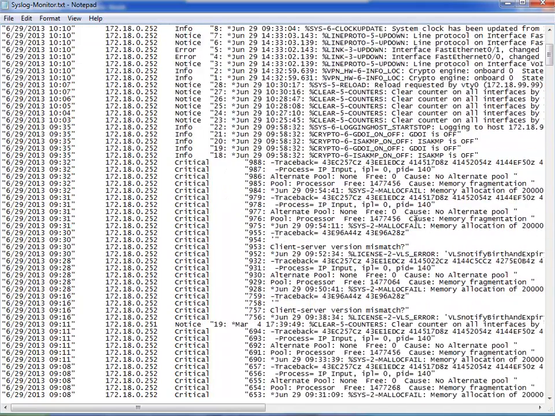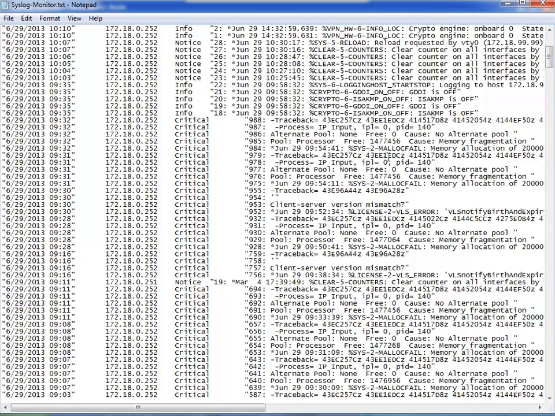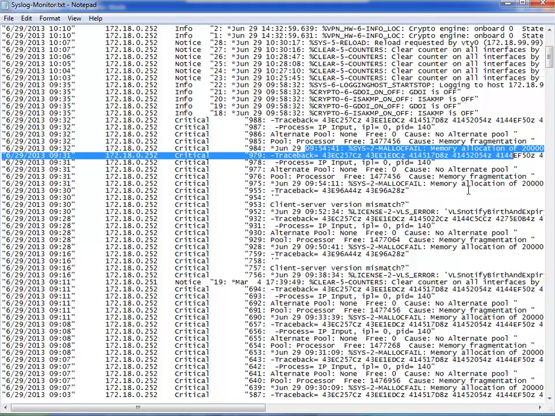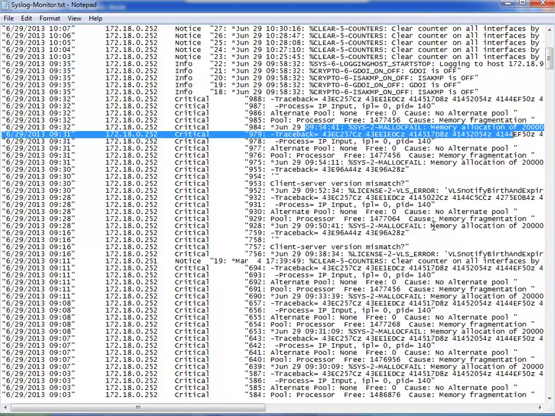And if I go before that, if we go back in time, if you will, you can see that there are some issues here with memory allocation. And before syslogging, we had no idea that was happening. So that leads us to a few options to deal with this problem.